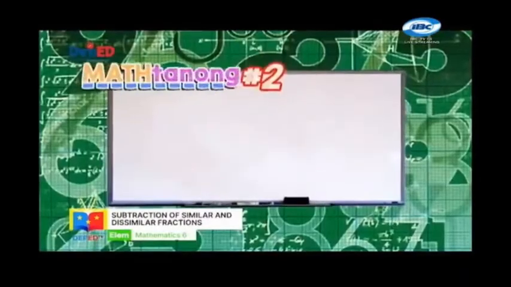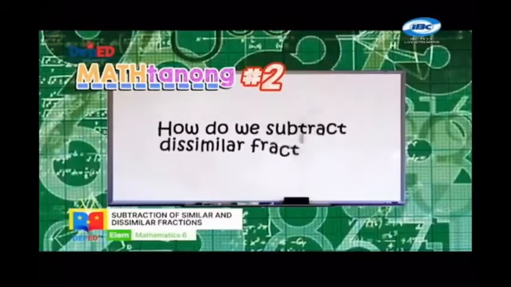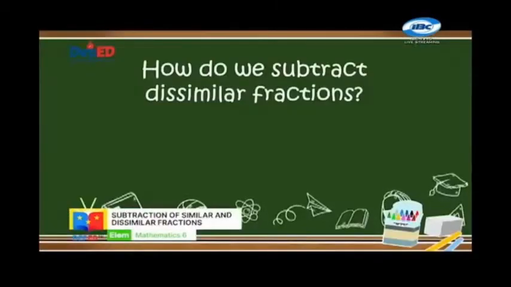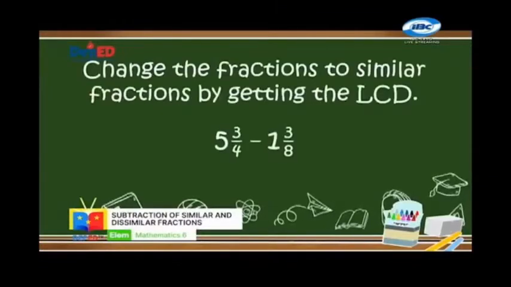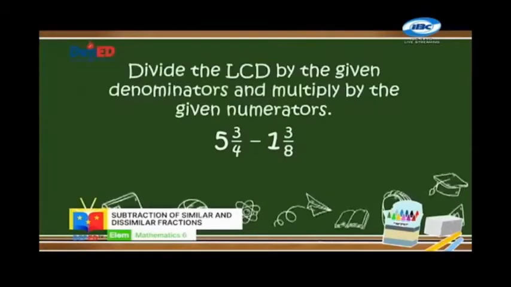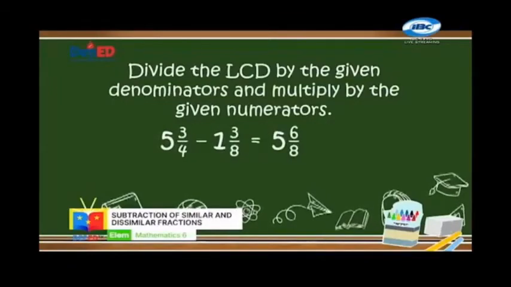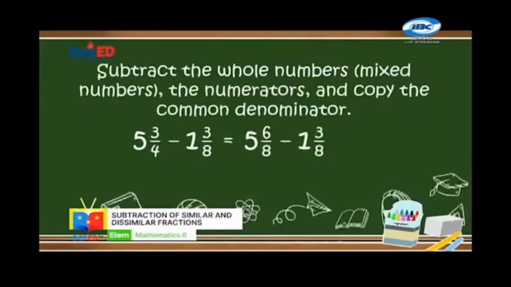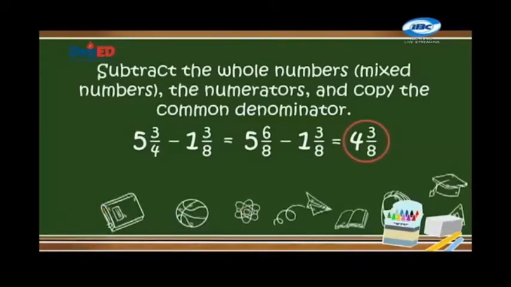Math Tanong number 2. How do we subtract dissimilar fractions? In subtracting dissimilar fractions, change them to similar fractions by getting their equivalent fractions through the least common denominator, or LCD. Divide the LCD by the given denominators and multiply by the given numerators. If the given is a mixed number, subtract the whole numbers first. Then, subtract the numerators and copy the common denominator. Reduce to its lowest term if possible.